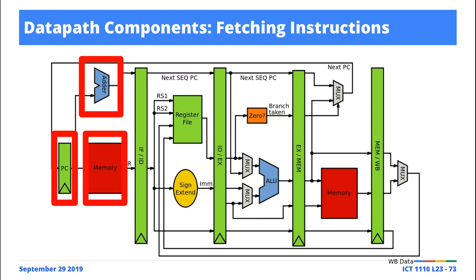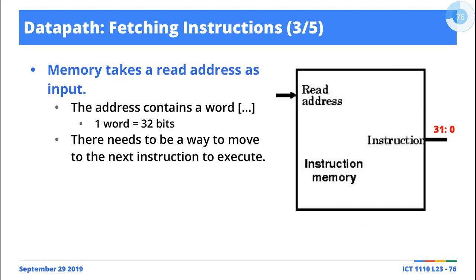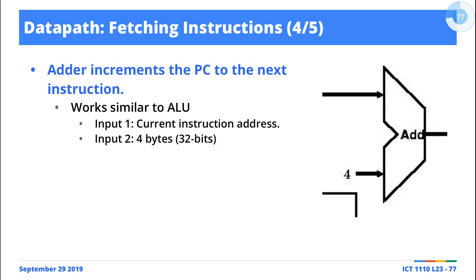This is ID. Remember those five stages? IF, ID, execute, memory, right? Mem, or memory read or write, and then you have write back, register write back. It's five stages. So it's all of them. That's the answer to your question.